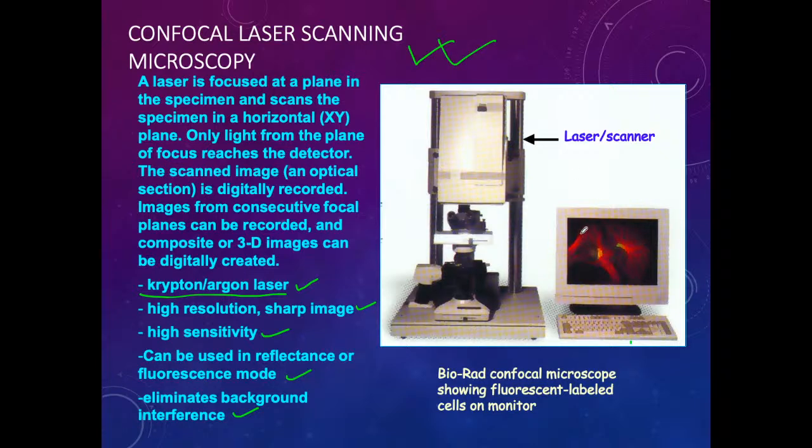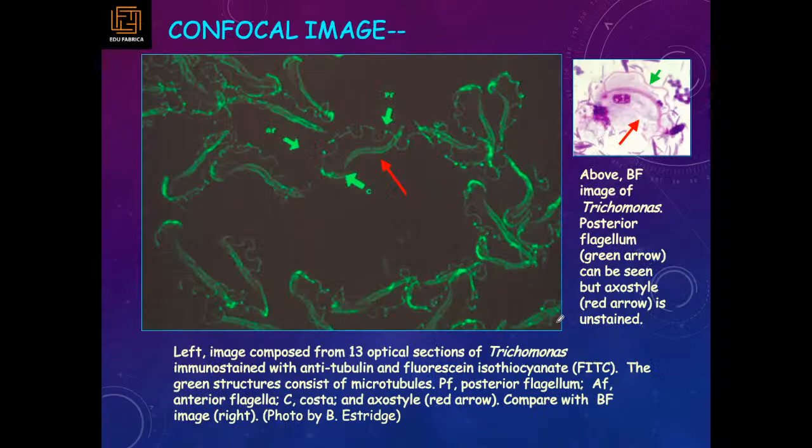In this we can see these microtubules coming up very nicely. This is the nucleus part now, and these small thread-like structures coming on the monitor. So, some images from the confocal. The left image that we are seeing is 13 optical sections of Trichomonas immunostained with antitubulin and fluorescein isothiocyanate. That is your FITC.